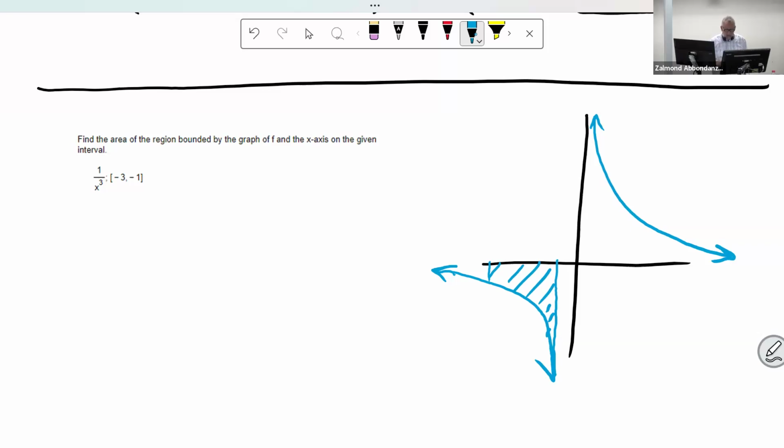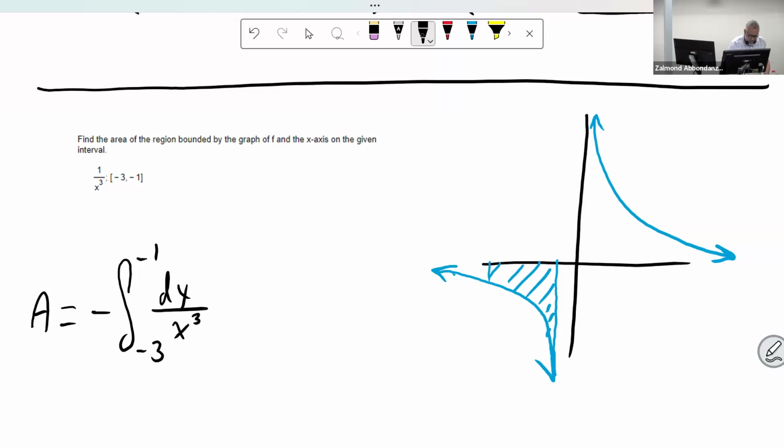Exactly. The area is going to be equal to the negative of the integral, because when we take the integral from -3 to -1, it's going to give us a negative number. As a matter of fact, it's going to give us exactly the negative of the area. So we need to find the negative of the integral. That's how we set this up. The area equals negative of the integral from -3 to -1 of 1 over x cubed dx. If you want to get rid of that negative, we could switch the bounds of integration. It doesn't matter. I have a feeling we're still going to be playing with negatives anyway.